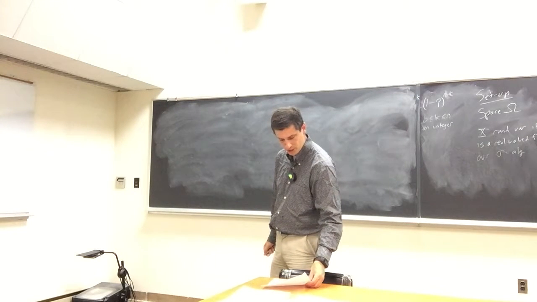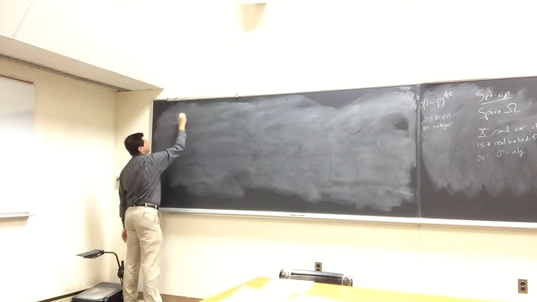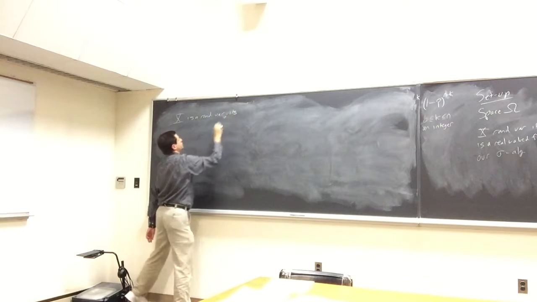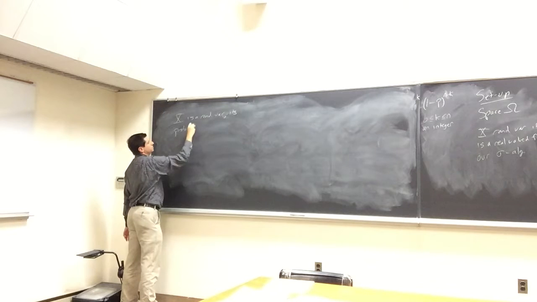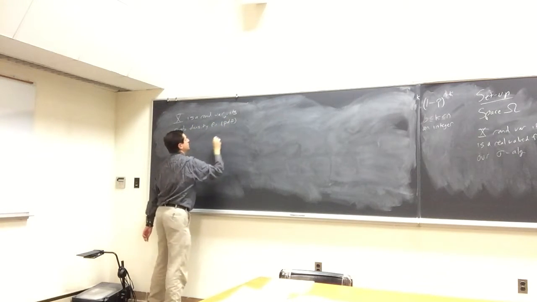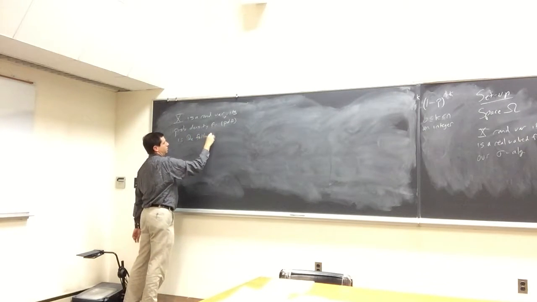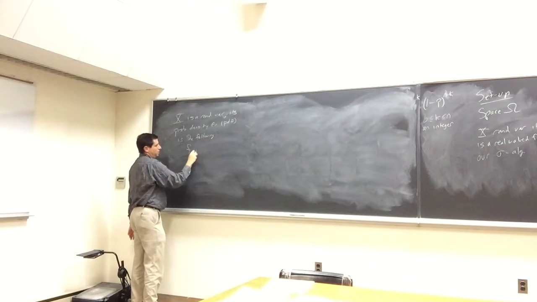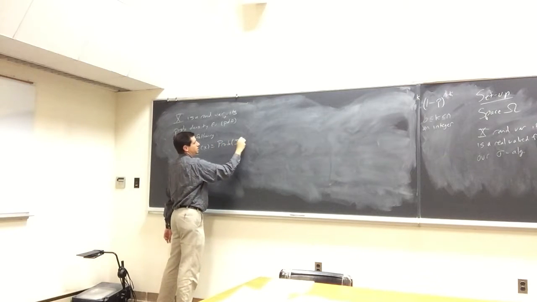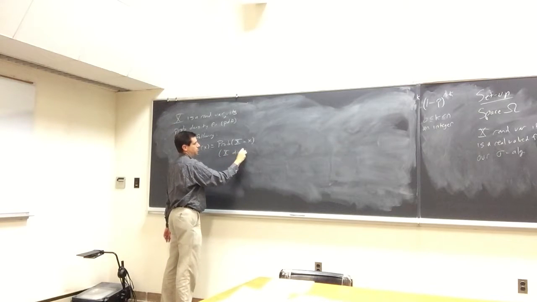All right, so what we want to do now is calculate the probability density function. So X is a random variable. Its probability density function, PDF, is the following. f_X of x is the probability that X equals little x. And here I'm going to assume X is discrete.